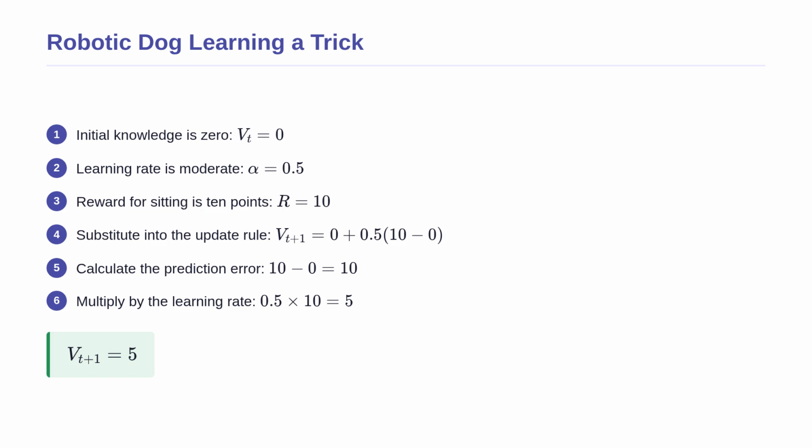The prediction error is 10 minus 0, which is 10. This means the robot was completely surprised by the reward. We multiply this surprise by the learning rate of 0.5, giving us 5. The new knowledge state is 5. The robot has formed a positive association.